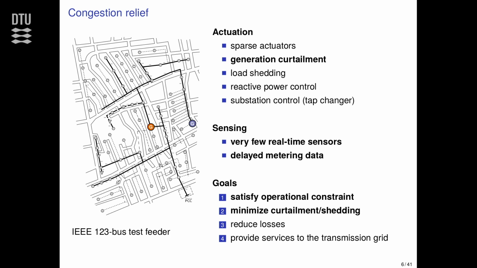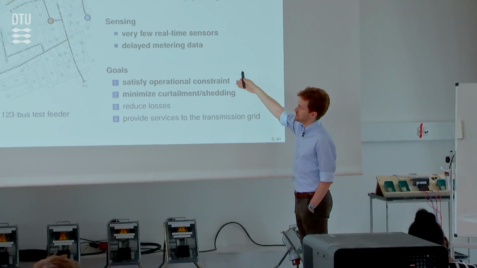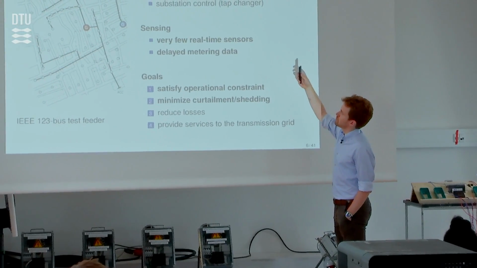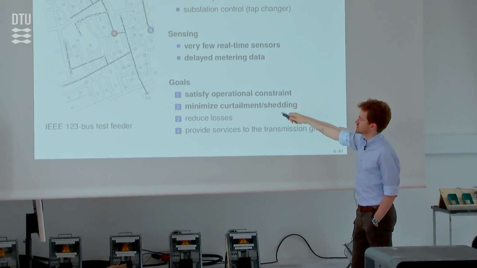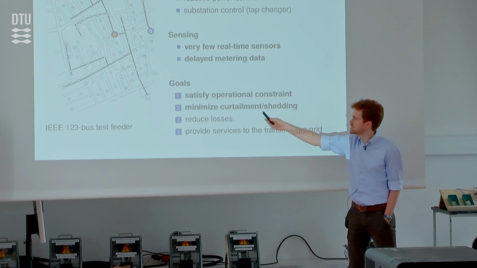Okay, so what are the goals? The goal is to operate this grid, also to decide how to actuate the grid so that the operational constraints are satisfied, voltages are fine, currents are fine, and so on. If you need to decide what kind of actuation to apply, then you would like to minimize the curtailment of generation and the shedding of loads, because that's very expensive.